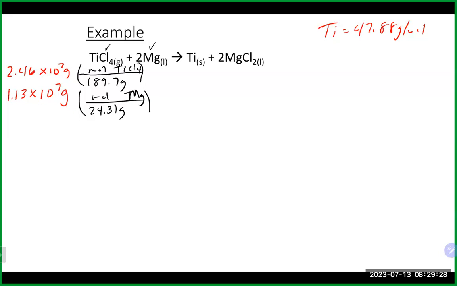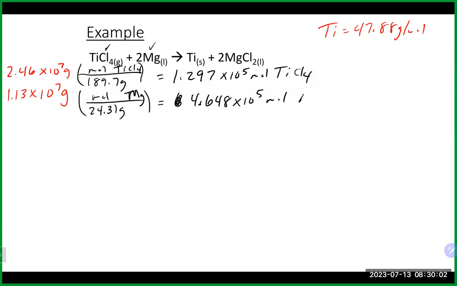So 2.46 times 10 to the 7 divided by 189.7. Keeping it in scientific notation might be a little bit easier. We'll go with 1.297 times 10 to the 5th moles of TiCl4, and 1.13 times 10 to the 7 divided by 24.31 is going to give us 4.648 times 10 to the 5th moles of magnesium.